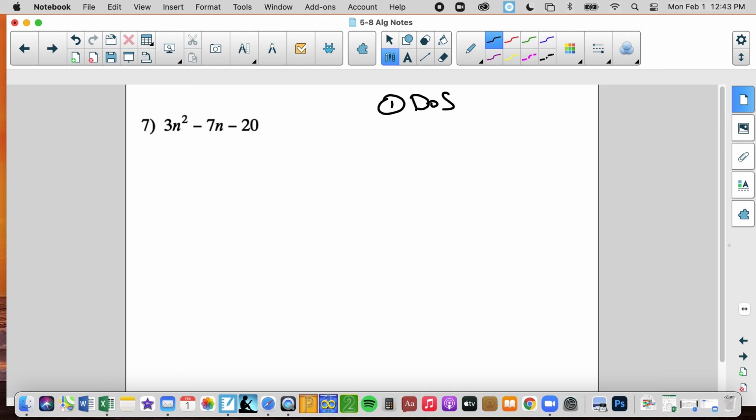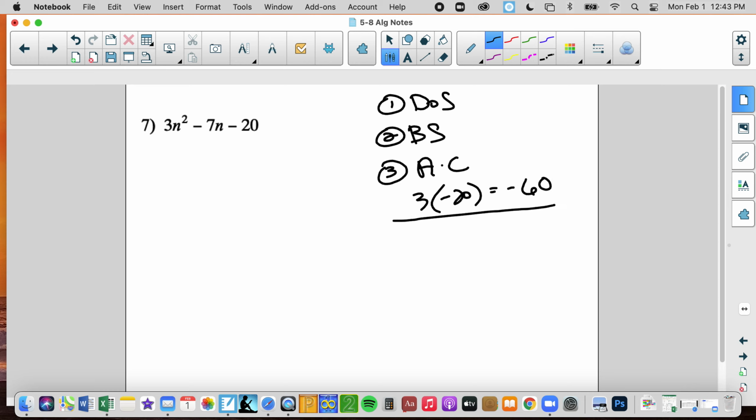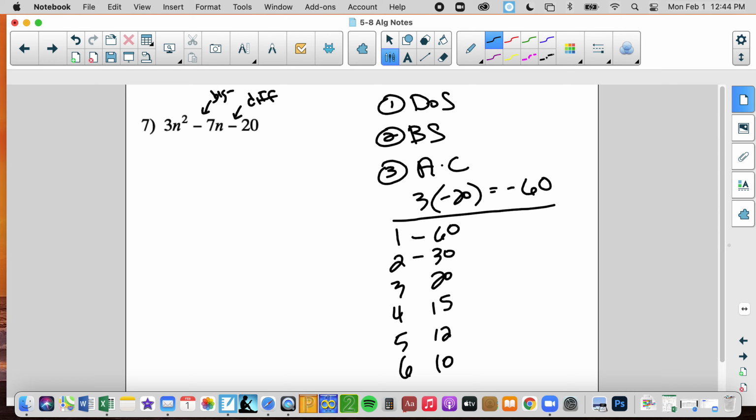So, not the difference of squares, not a binomial square. A times C. 3 is A, negative 20 is C. Oh, negative 60 again. How interesting is that? All right, so 1 and 60, we're comfortable with that. 2 and 30, we know that. 3 and 20, 4 and 15, 5 and 12, 6 and 10. Signs are different, but this time the bigger gets the negative.